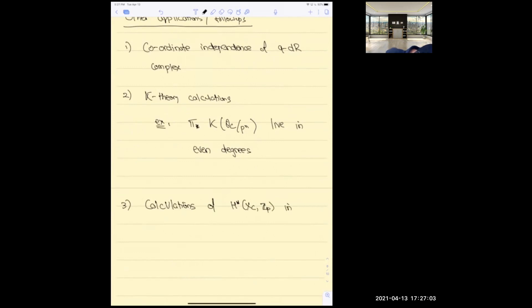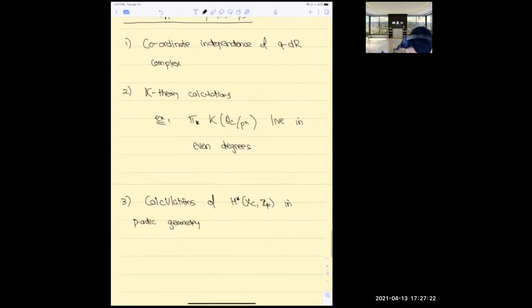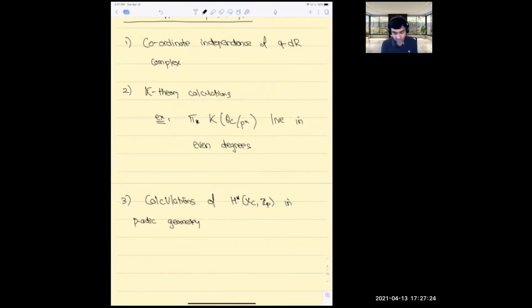In p-adic geometry. So more precisely, what I mean is the theory that I've described is not only something that makes sense for algebraic varieties, but actually it makes sense for p-adic analytic objects. And there are many p-adic analytic spaces whose cohomology we do not understand. And so this gives you one new tool to try and understand the cohomology of those spaces.